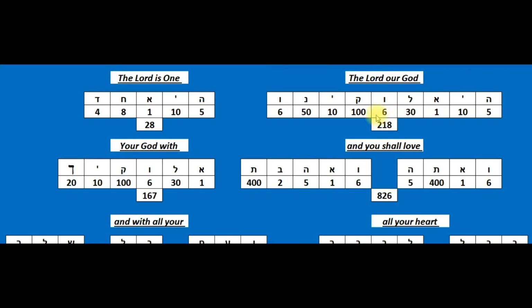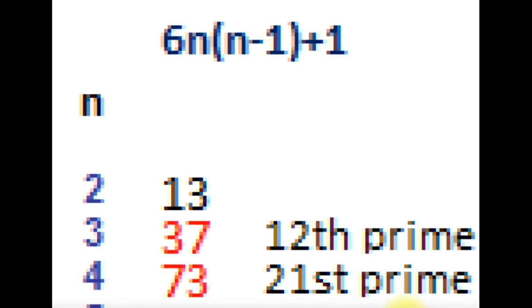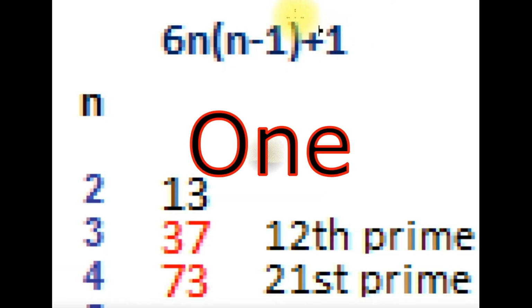The Lord our God, the Lord is one. The star number formula: 6 times the star number minus 1, plus 1.